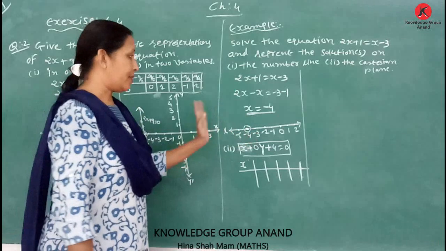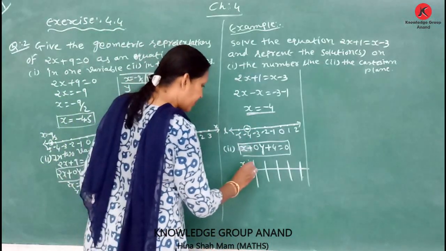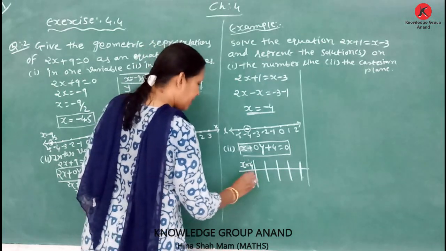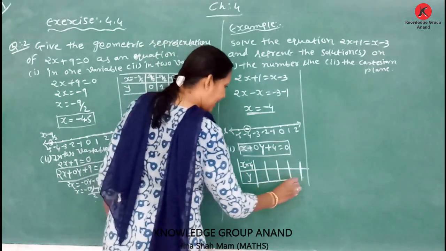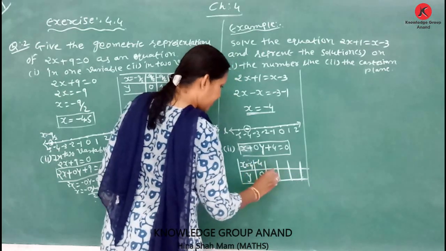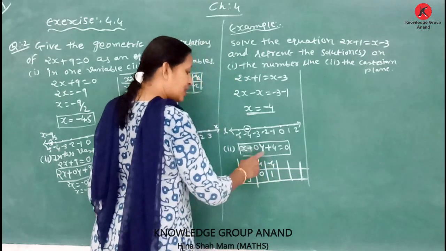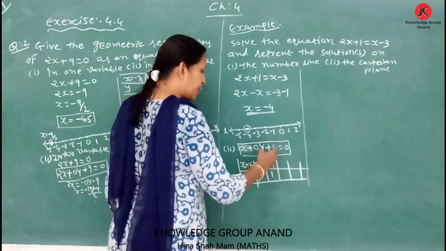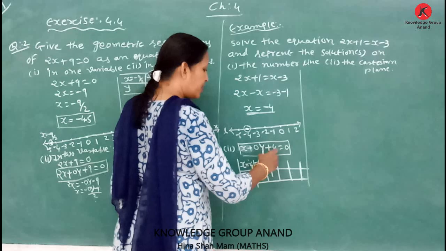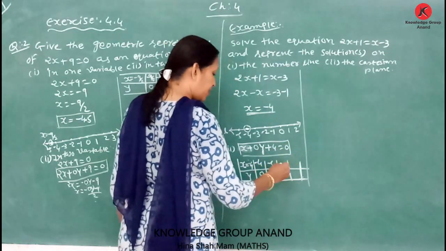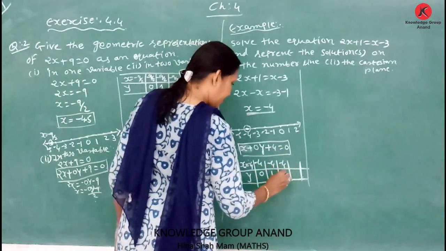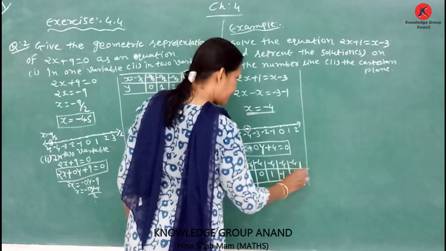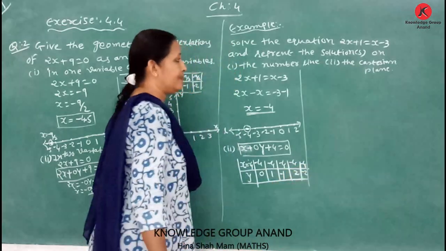Which side? Left side, minus 4. x equals minus 4. Taking y as 0, we get x equals minus 4. Putting y as 1, we get minus 4. Taking y as minus 1, we get minus 4, and for y equals minus 2, minus 4.